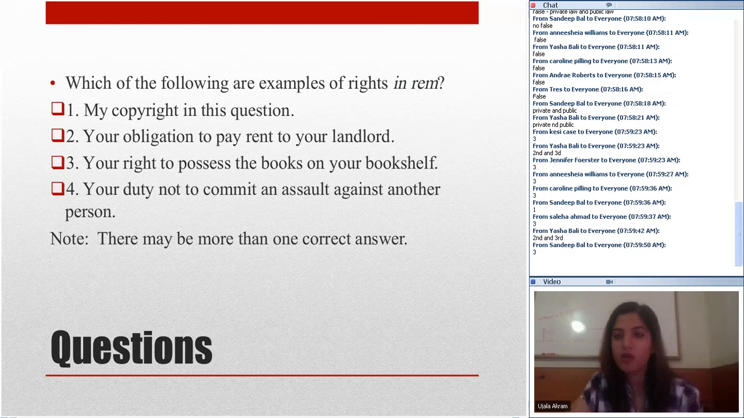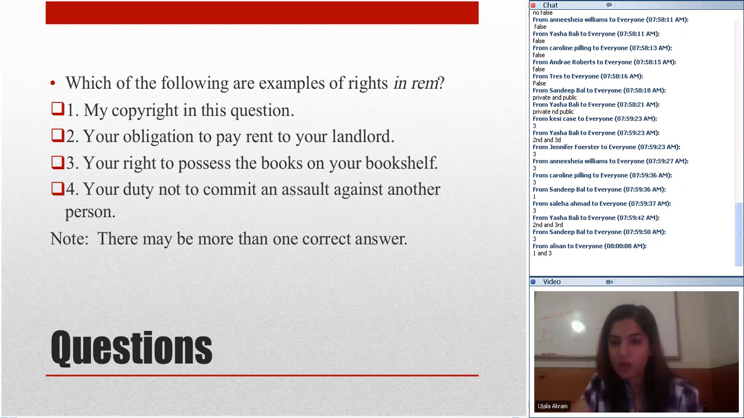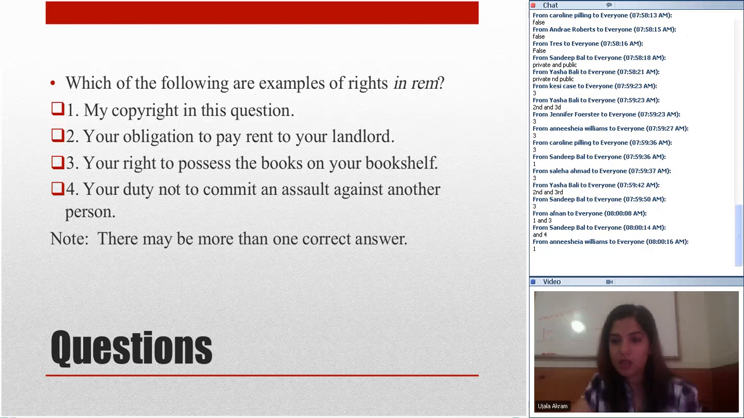Okay, so a few of you are saying second and third, and just 3. Okay, Sandeep is saying 1 and 3. Caroline, 3. So mostly 3s. 1 and 3. Afnan is saying 1 and 3. All right. So 1 and 3, that is the correct answer.